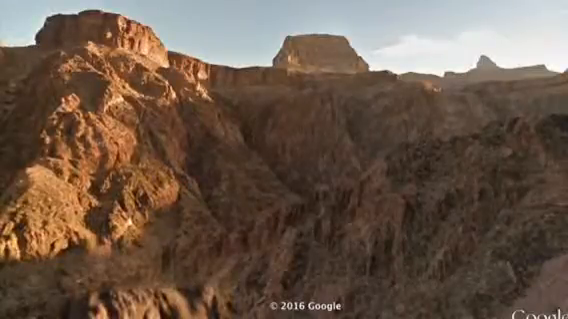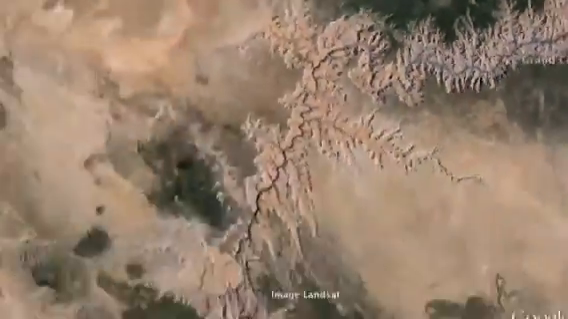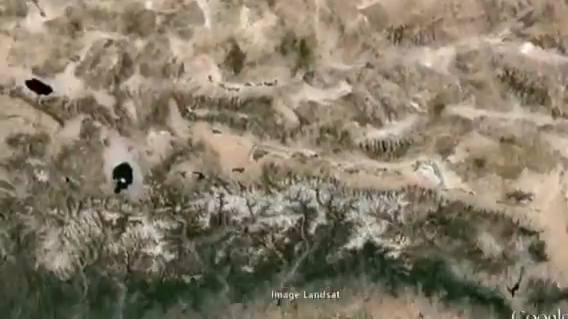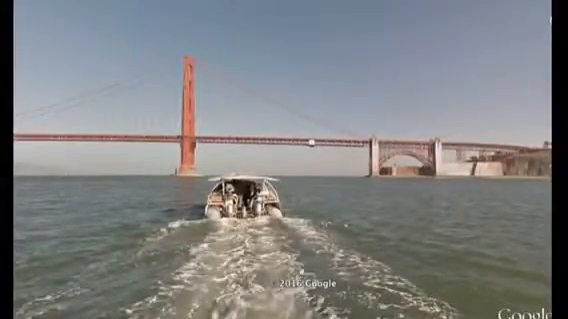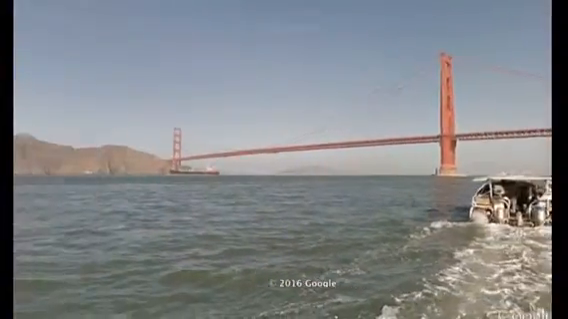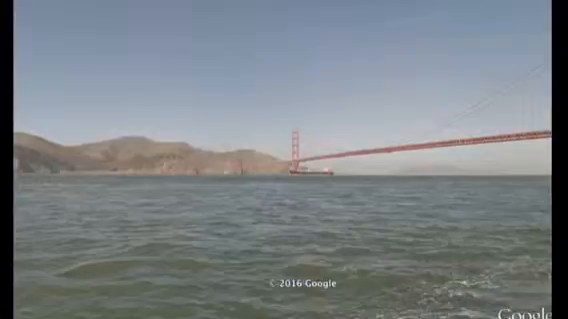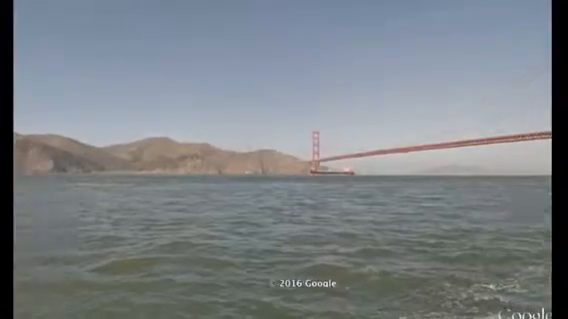And our last visit here in the United States is the Golden Gate Bridge. Golden Gate Bridge is in San Francisco, California. This is the Golden Gate Bridge in San Francisco, California. San Francisco is on the Pacific Ocean. That is the west coast of the United States.